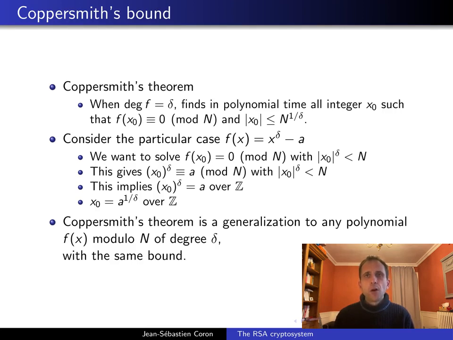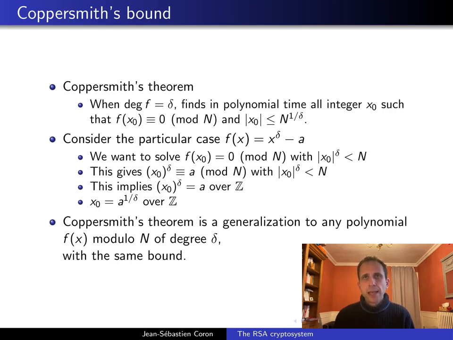So how do we compute the small roots for this polynomial? We have seen previously that we cannot expect to compute all roots because this is a difficult problem. But I'm going to show that to compute the small roots for this specific polynomial f, this is straightforward. We want to solve f of x0 equal to 0 modulo n when we know that x0 to the power of delta is less than n. This is the bound for x0.